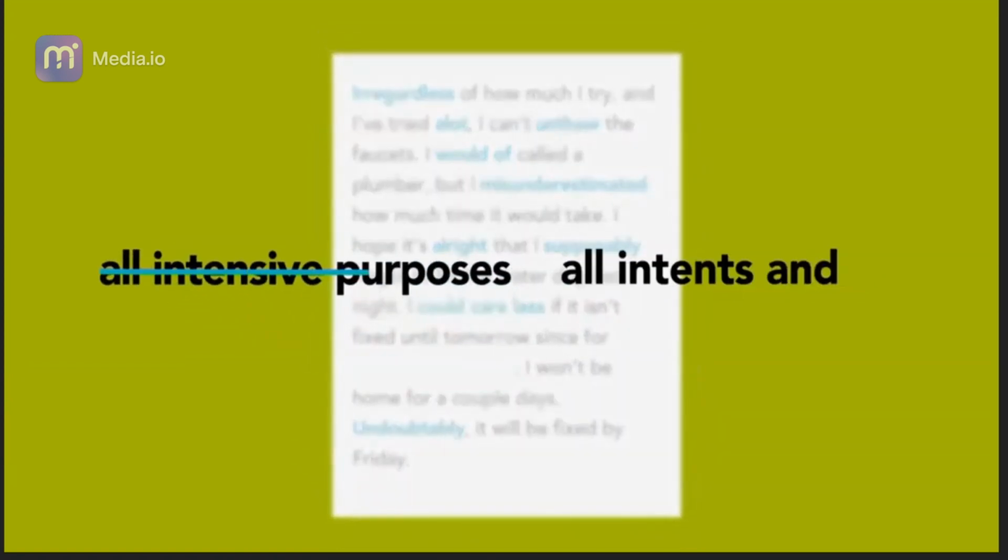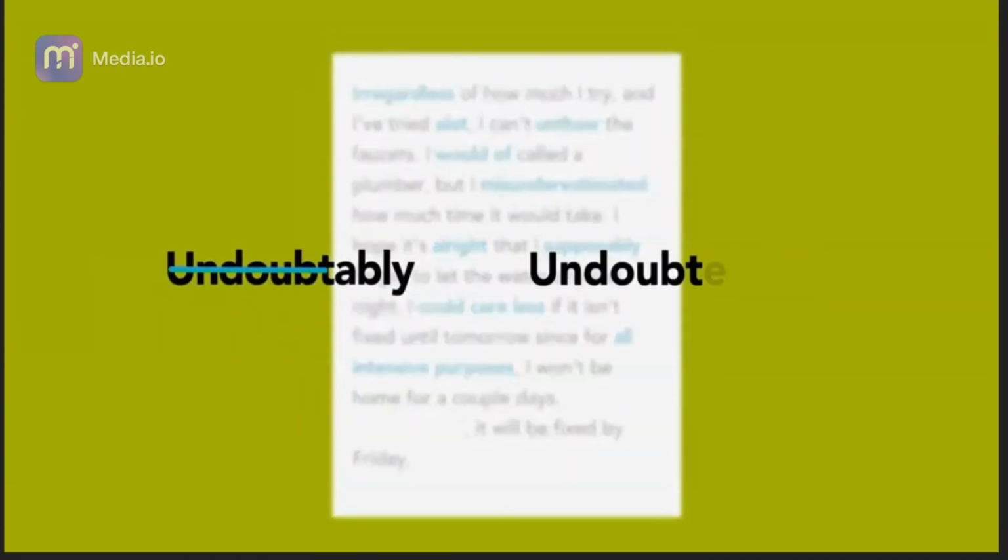All intensive purposes. I suppose if I thought long enough, I could think of a sentence in which those words would make sense. But the correct phrase is all intents and purposes, meaning for all practical purposes. Often Henry VIII is credited with the phrase used in a legal act, so it dates back at least to the 1500s. Undoubtedly, as in undoubtedly it'll be fixed by Friday. There's that a-b again, that should be e-d, as in undoubtedly. The a-b version is another non-word. So that takes care of the 10 errors in the paragraph.